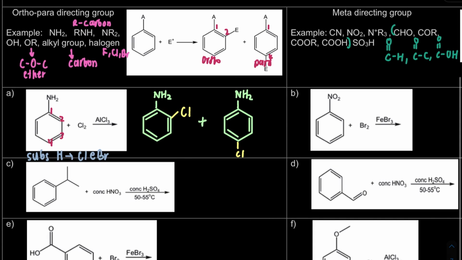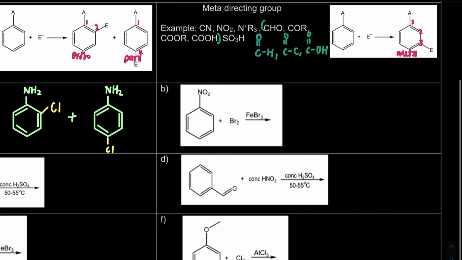Okay, so now let's look at question B. For question B, we have our nitro. So nitro is actually an example of a meta-directing group. So for NO2, it will be the meta-directing group. So again, what we're going to do is substitute the hydrogen with the bromine. But we can't just substitute anywhere that we want. It must be at the meta position. So this one will be number 1, 2, 3. Okay, so now we're going to substitute the hydrogen with the bromine at carbon number 3. So 1, 2, 3 here, so we'll substitute the bromine. Okay, so for the meta-directing group, we only have one product at meta.